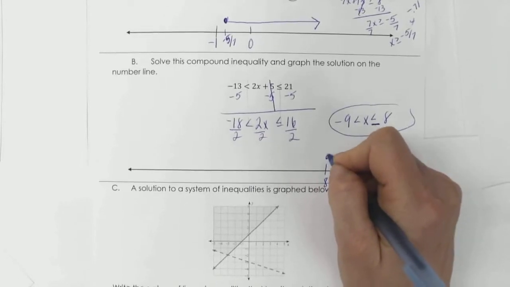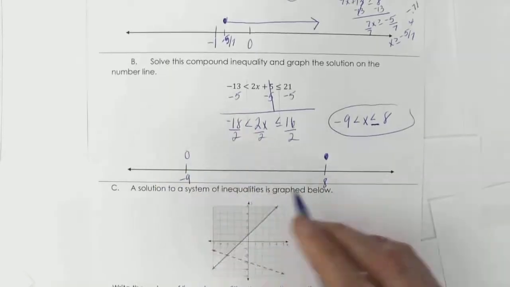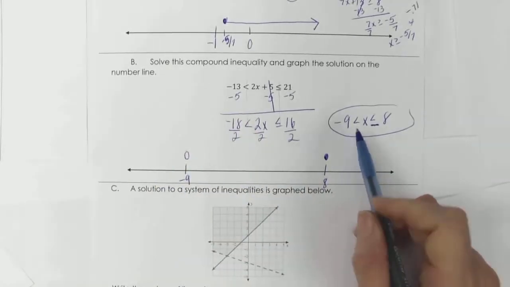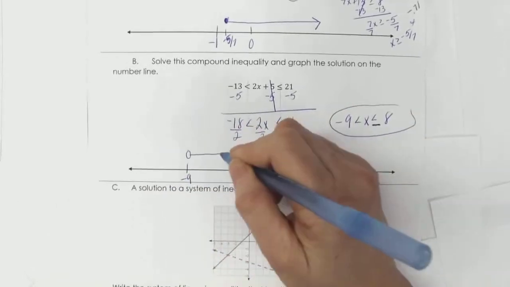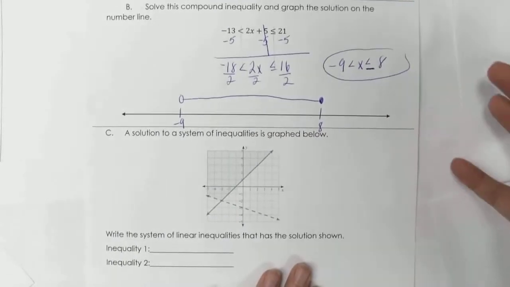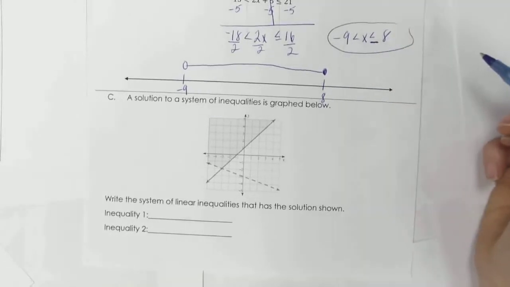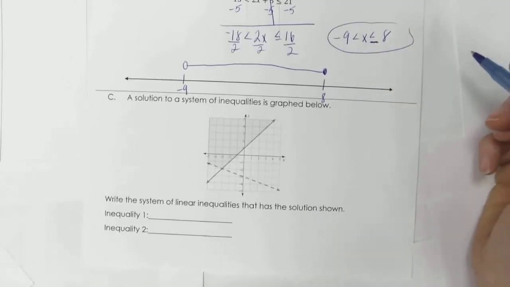So at 8 I'm going to put a solid dot. Negative 9 would be down here. I'm going to put an open dot because there is no line underneath there, and I will connect it. Okay, letter C, the last one here. It says, write the system of linear inequalities that has the solution shown.